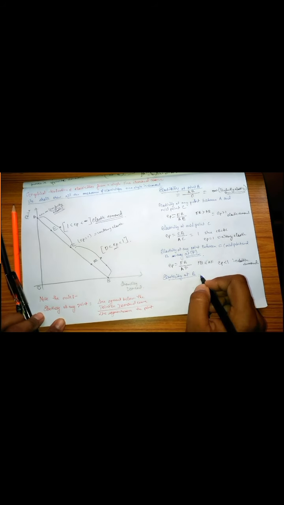Elasticity at point B, which is the x-intercept. Let me first write the range. Here elasticity lies between 0 and 1 in inelastic demand. Moving towards the last point, that is elasticity at B. Elasticity at B will be the line segment below the point, which is nothing but 0, by the line segment above the point, that is AB. Here the demand is perfectly inelastic.